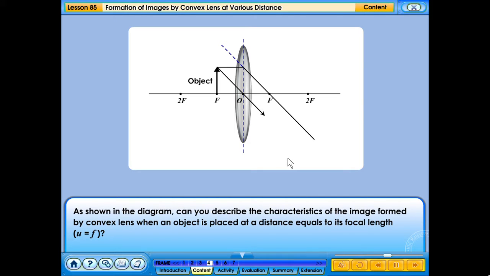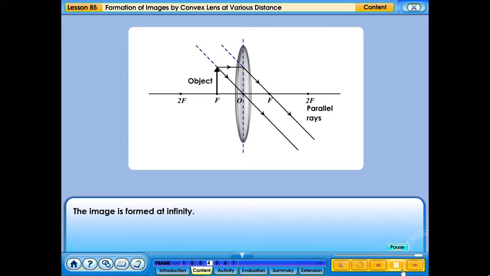As shown in the diagram, can you describe the characteristics of the image formed by a convex lens when an object is placed at a distance equal to its focal length? The image is formed at infinity.